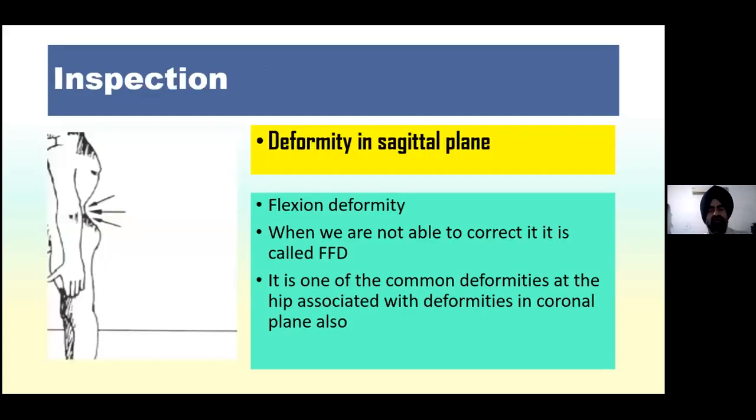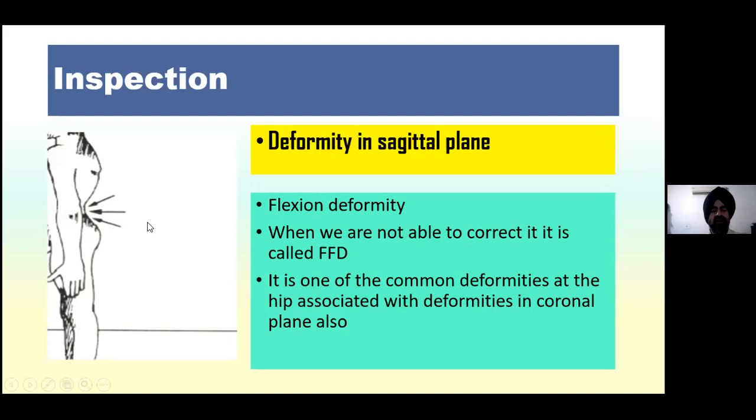We should look for deformities in the sagittal plane. How will we look for them? We will look from the side. Looking from the side, we will be able to appreciate any flexion deformity of the hip. When there is a flexion deformity of the hip and the patient is standing straight, you will see that the lumbar lordosis is increased, because the pelvis tilts anteriorly and increases the lumbar lordosis.